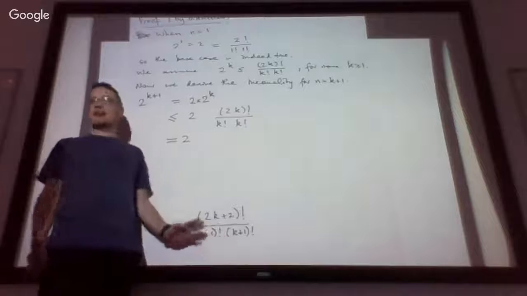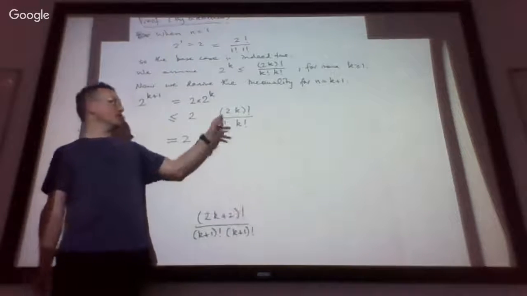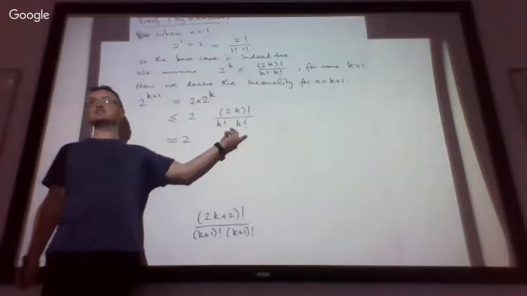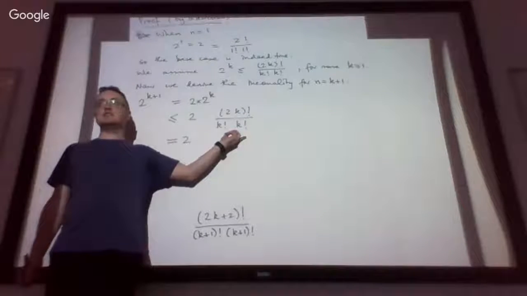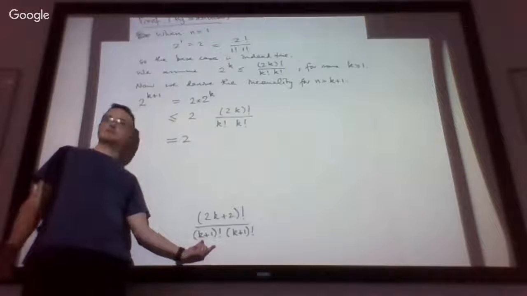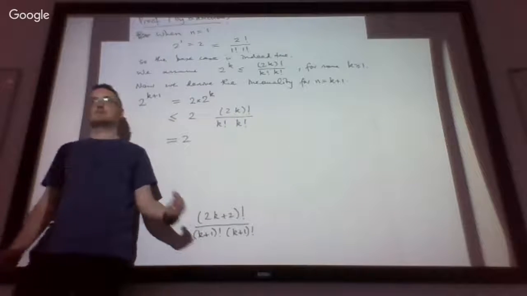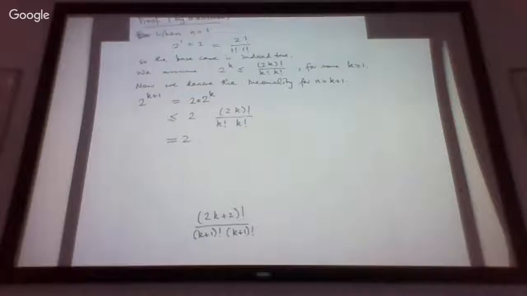Let's just look at the denominator. What I want to see is k plus 1 factorial, k plus 1 factorial. I've almost got that here, but I'm missing a couple of factors, aren't I? What factors am I missing from the denominator here that I need to have for this denominator? 2 factors of k plus 1.